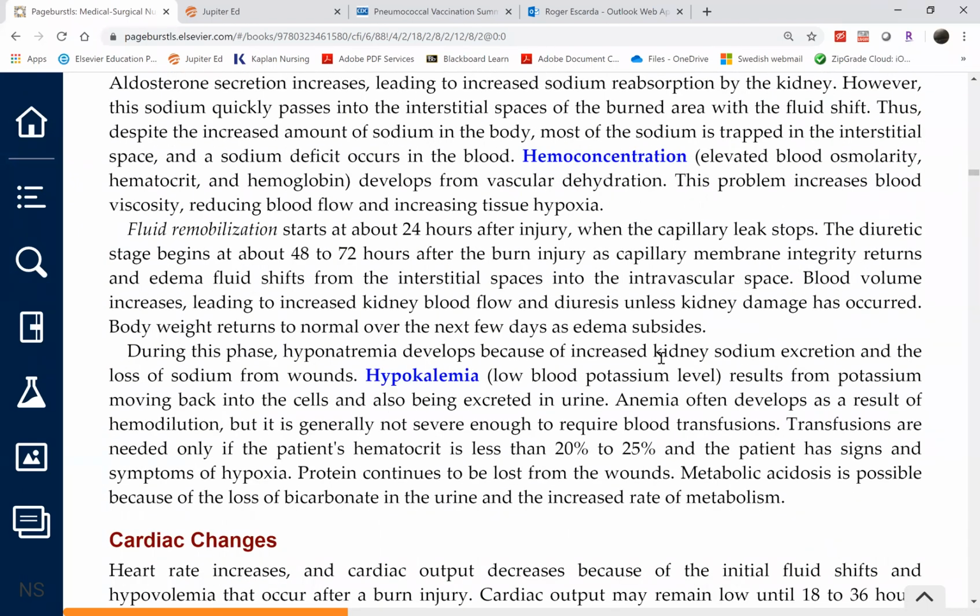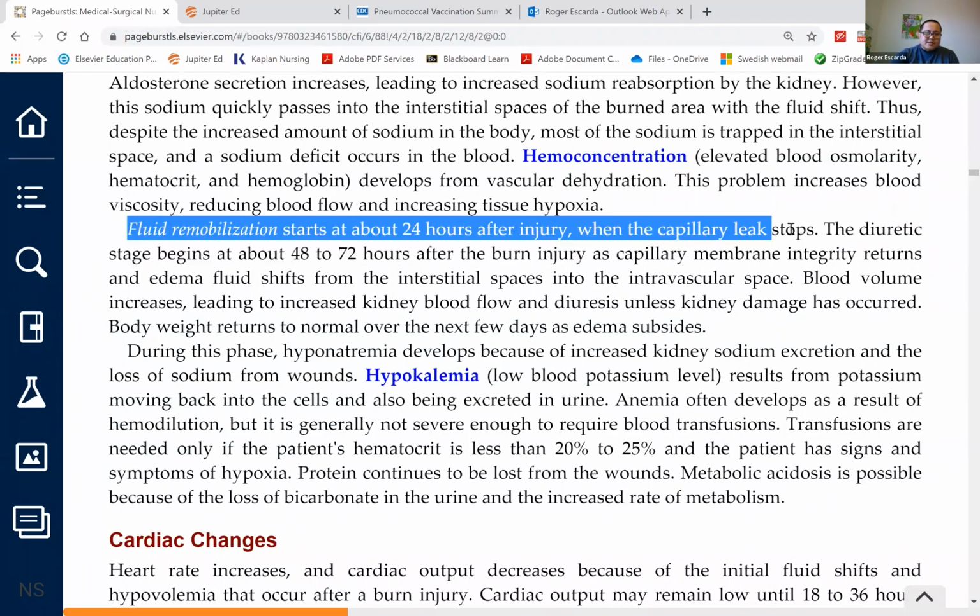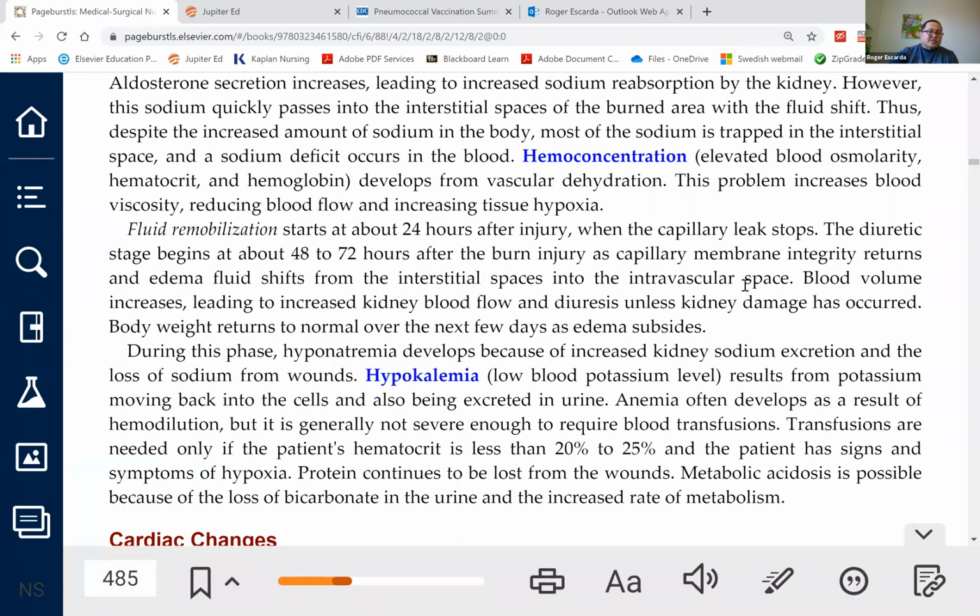Professor, during the first 24 hours would be the fluid deficit, and then the next 2 to 3 days would be the opposite. Yes, that really depends on if they make it to the 48 to 72 hours. So let's say they make it, right? So here it clearly says fluid mobilization starts after the 24 hours, so this is now 48 to 72 hours, because the capillary leak stops at this point. So therefore, fluid returns to the vascular compartment. However, this doesn't mean that the patient is out of the woods now.